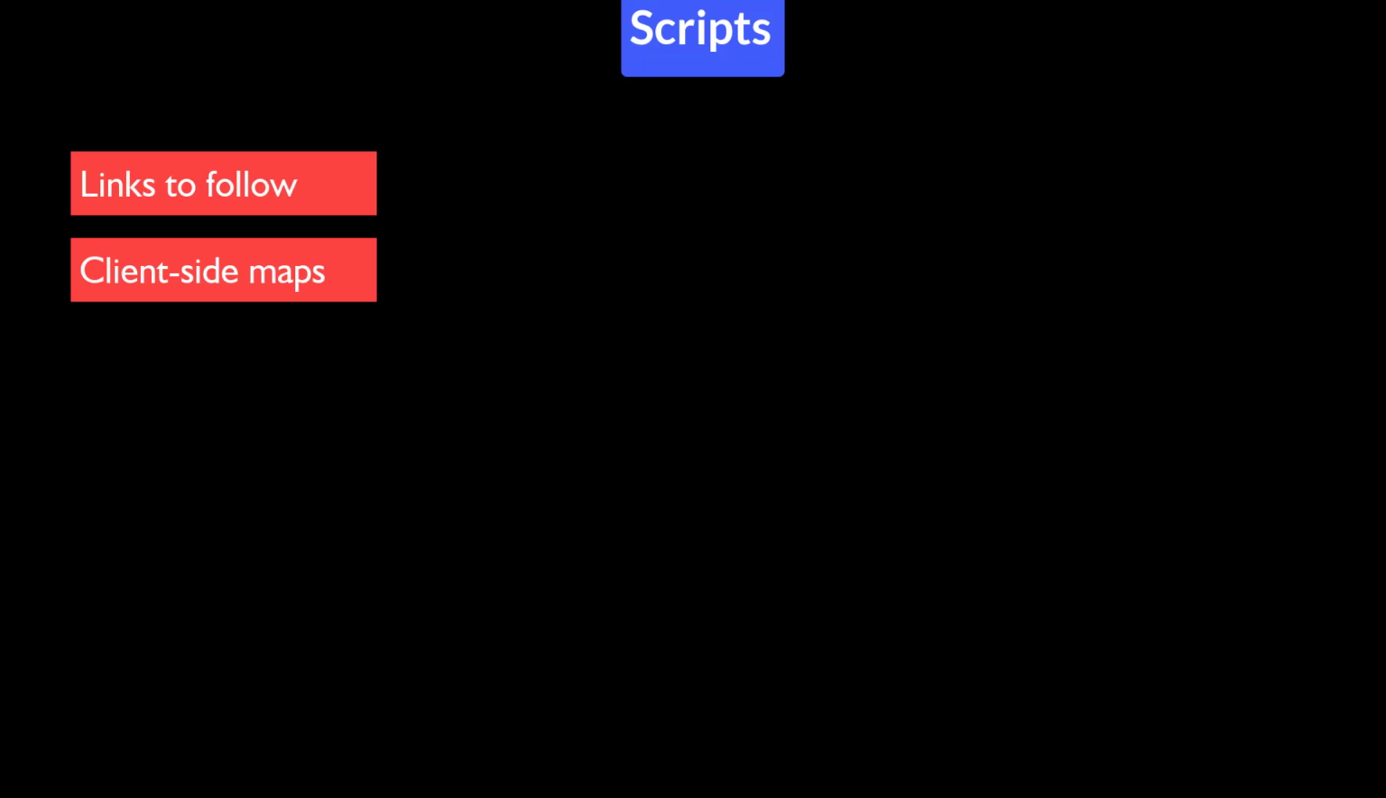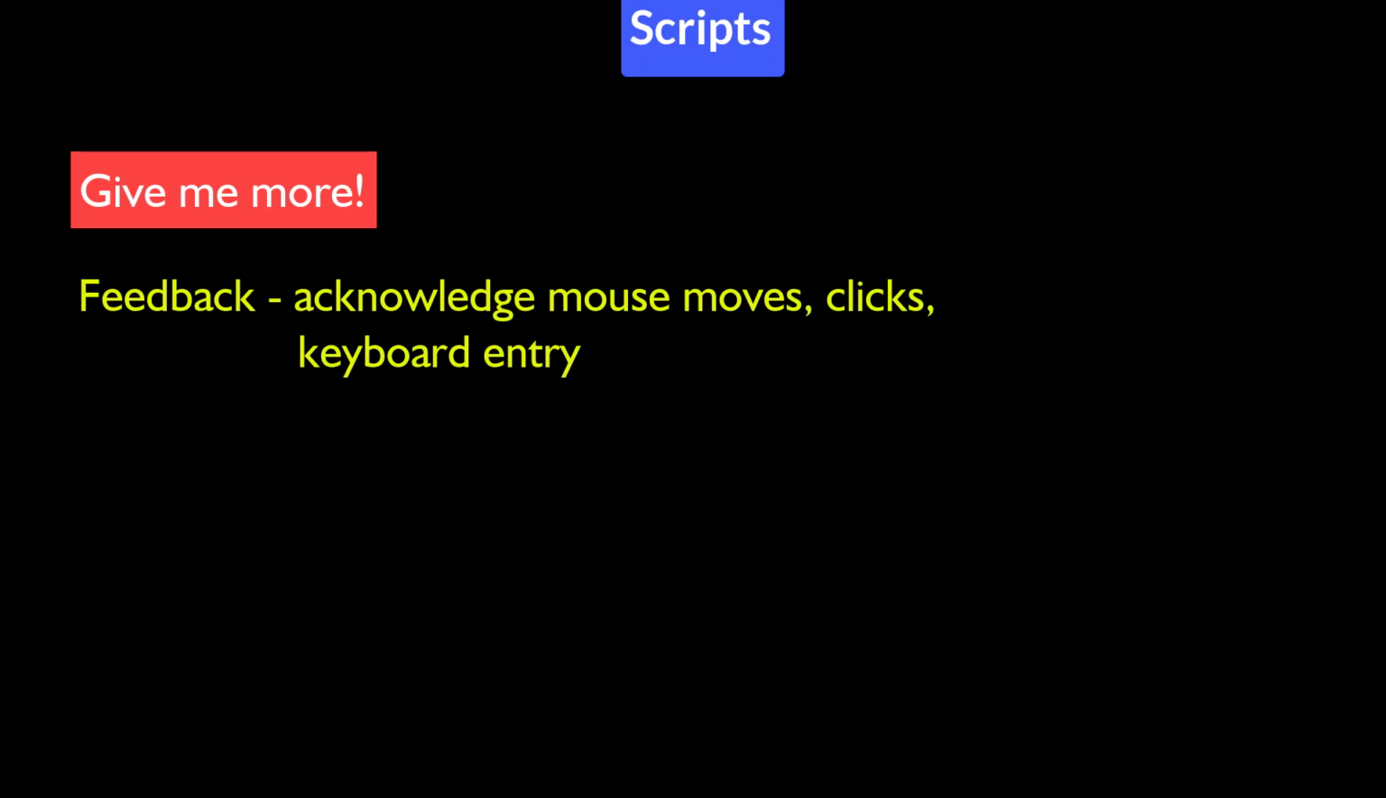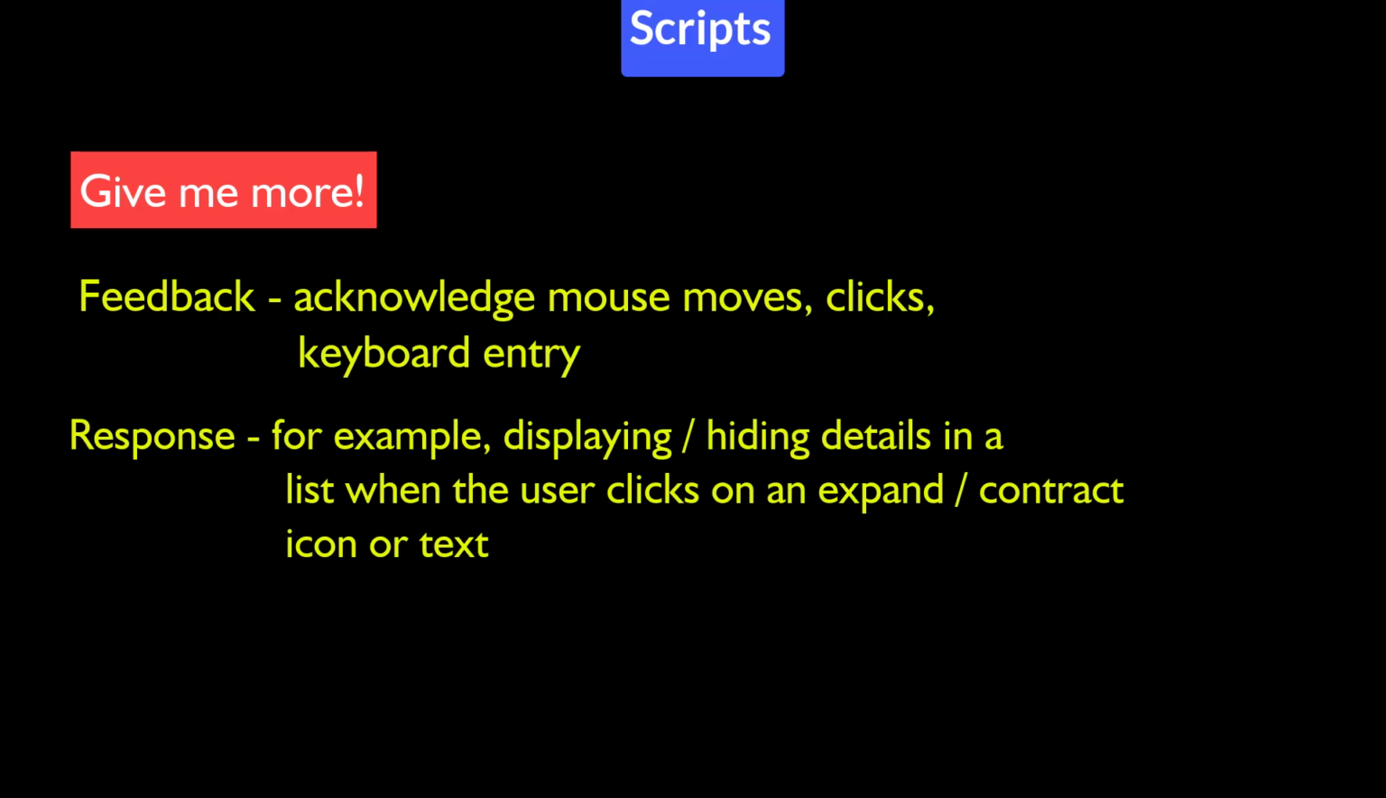By the very nature of HTML, you can set up links for the user to follow, including client-side maps, and that is some degree of user interaction. But people want something more, including feedback to user actions, that is, visual clues that the browser is aware you moved your mouse, clicked on an icon, or keyed in information. And responses to user actions, for example, displaying and hiding details in a list when the user clicks on an expand, contract icon or text.